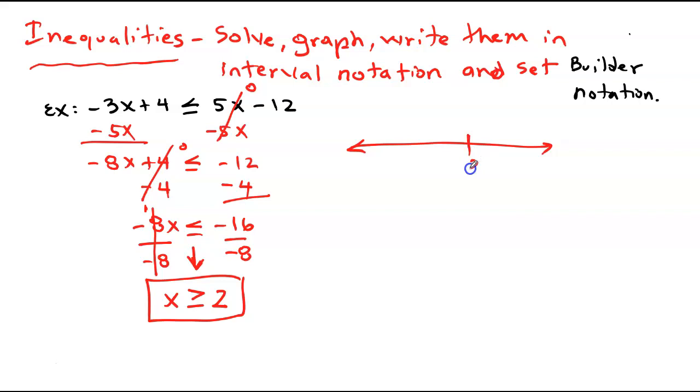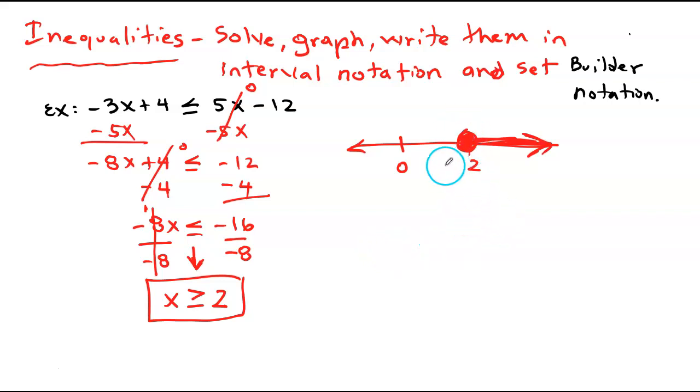I place my 2. The 0 is on the left side. Because it has an equal, my circle is going to be shaded or solid. And I read from the x. X is greater than or equal to 2. Greater, any value that is greater is to the right side. That's my graph. Interval notation.